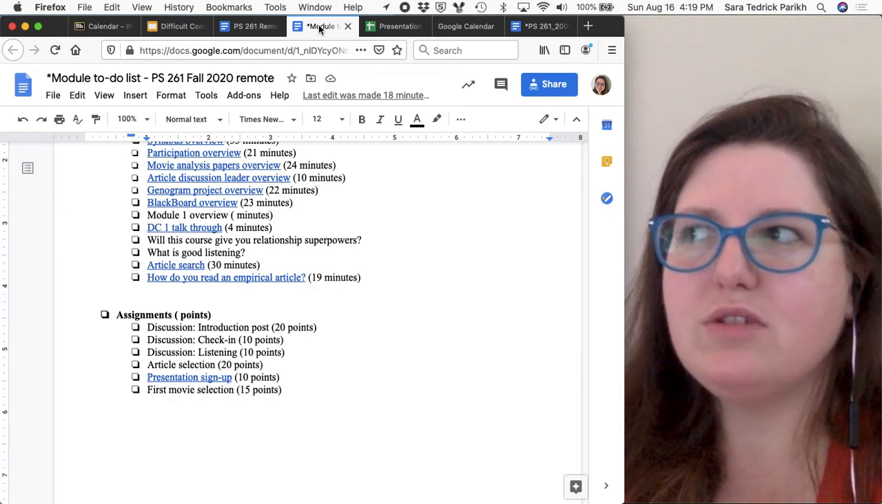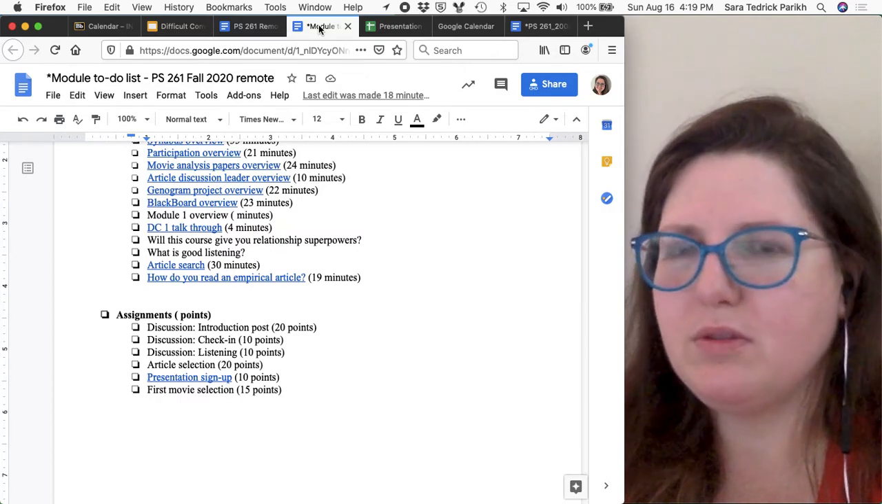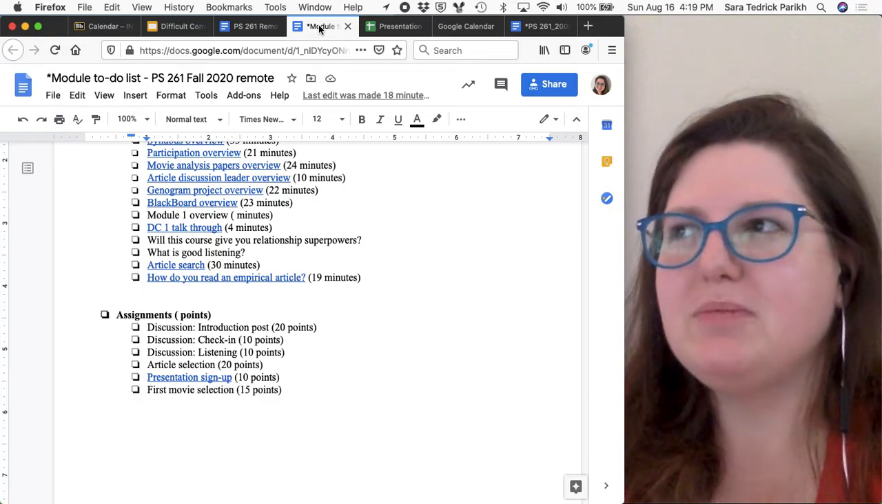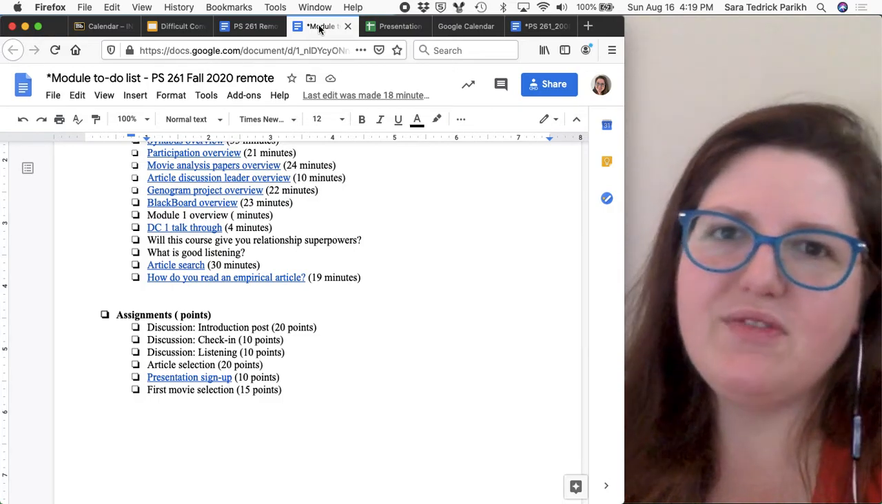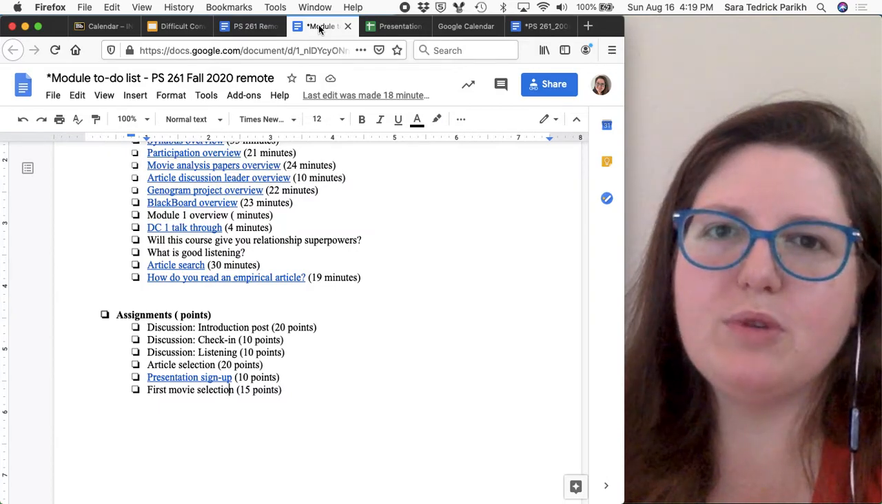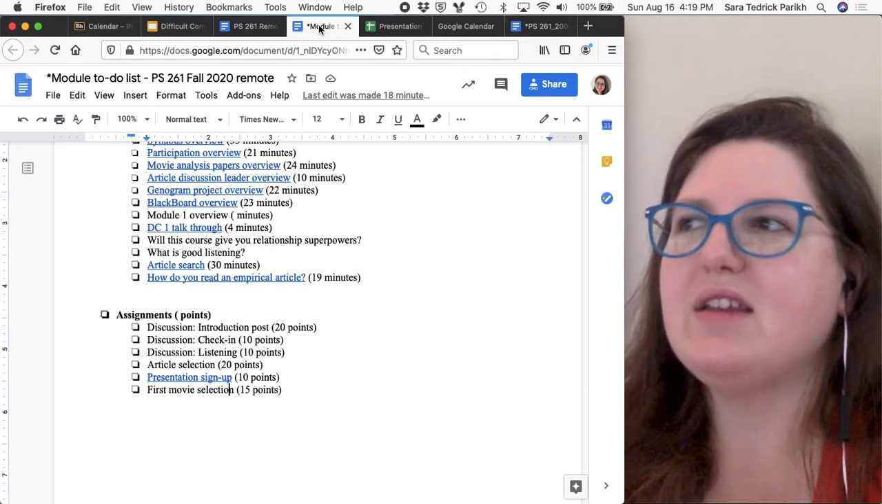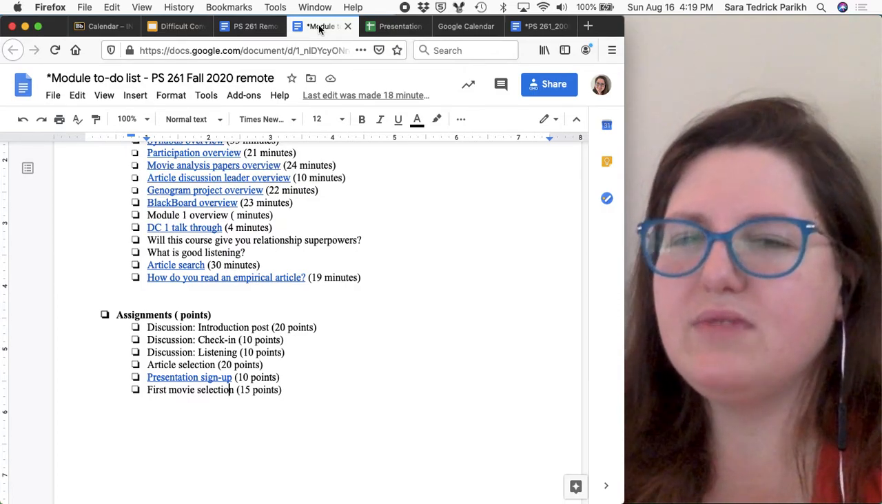Movie selection, you can do pairs or small groups. Especially if it's more than 3 people though, you gotta pitch to me an idea of how you're gonna make the paper a little more complex to justify having so many people sharing credit for it. And that could be including more clips. It could be adding in outside resources. There's a few ways you could convince me of that.